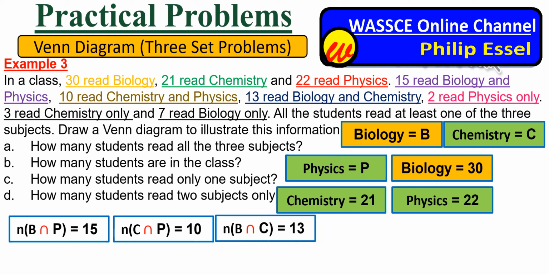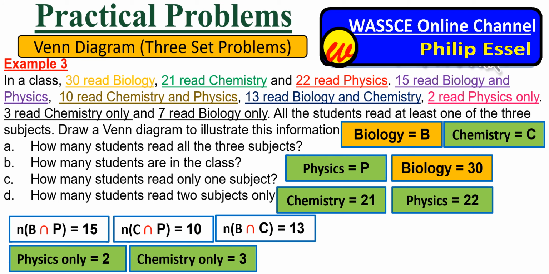Again, we are told that 2 of these students read physics only. So let's write physics only down. 2 of these students read this subject only. For those who read chemistry only, they are 3 in number from the question. So let's write this also down. We are then told that 7 of these students read biology only. So we need to write this also down. So let's do that quickly.